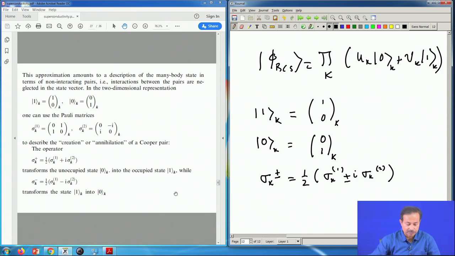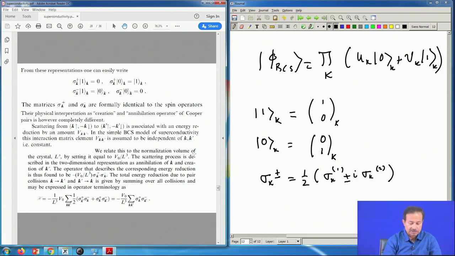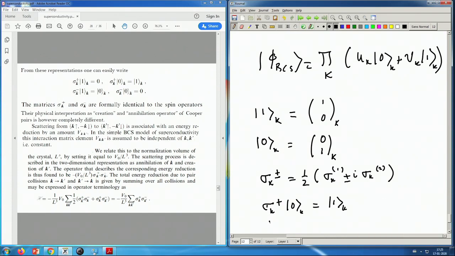So, the operations are that σ_k^+ operating on |0_k> will give you |1_k>, σ_k^- operating on |1_k> will give you |0_k>, and σ_k^+ operating on |1_k> will give you 0. Similarly, σ_k^- operating on |0_k> will also give you 0, because you cannot raise it beyond 1, you cannot take the 0 state below it.